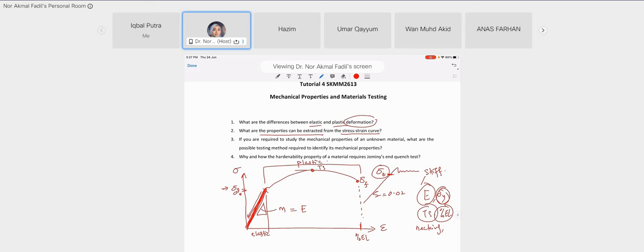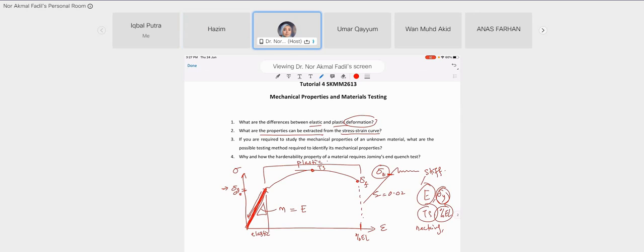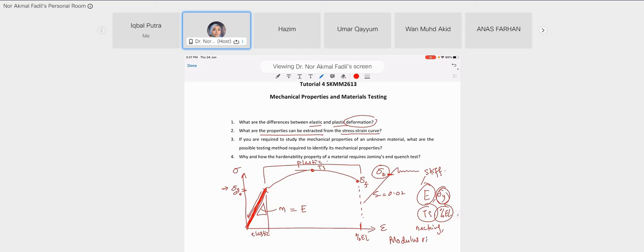And then what else? What else? The property that we can obtain from one single test, but we have G. Modulus of rigidity. What is modulus of rigidity? Why do you want to have this kind of property? Where do we get this modulus of rigidity? We can get it from the stress strain curve. But what value does it indicate?